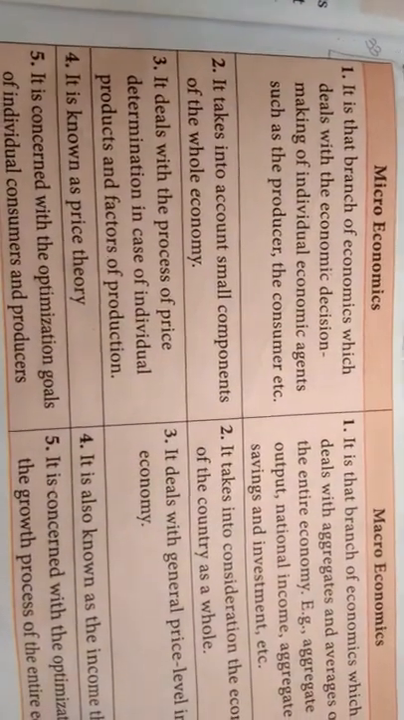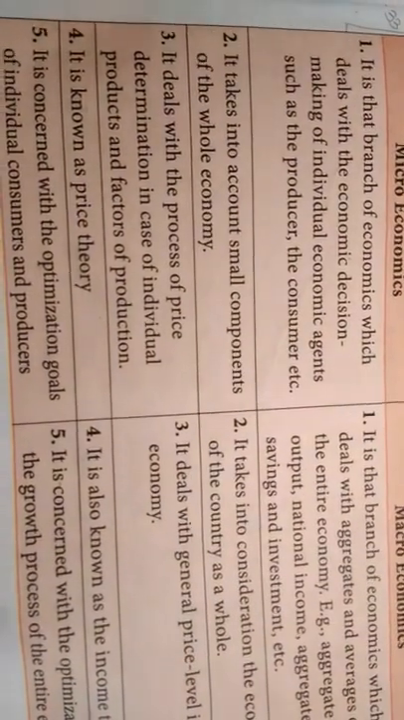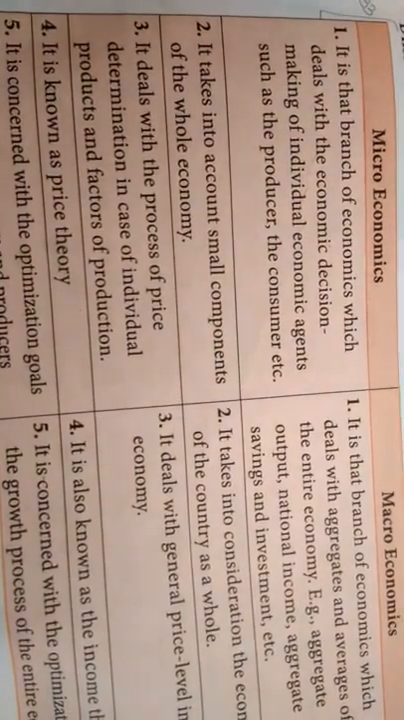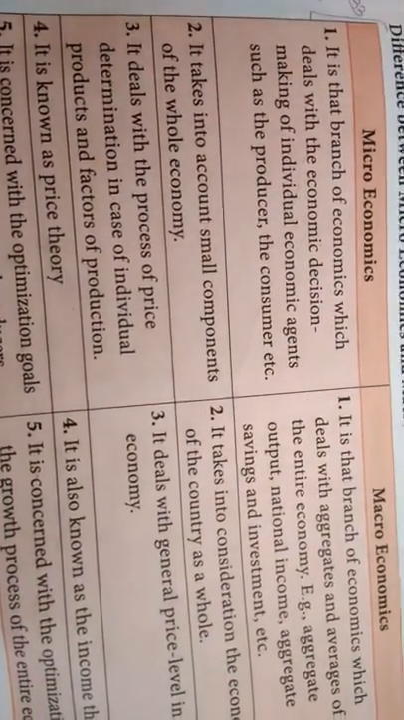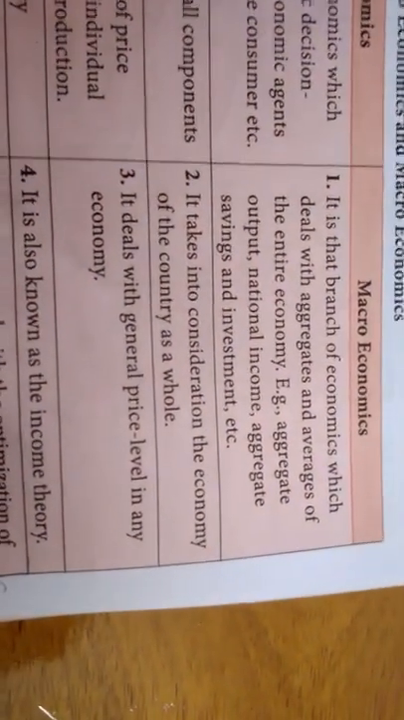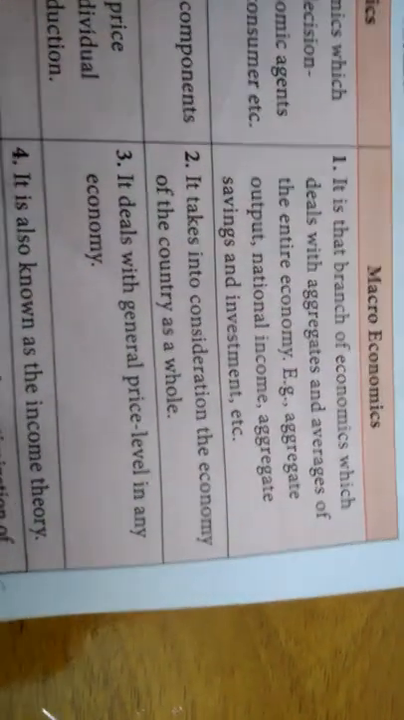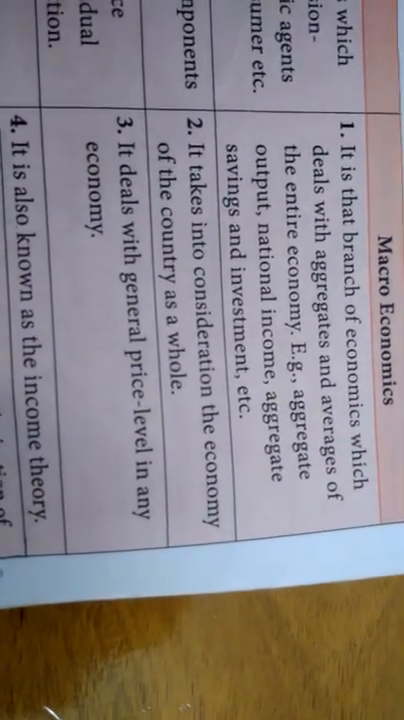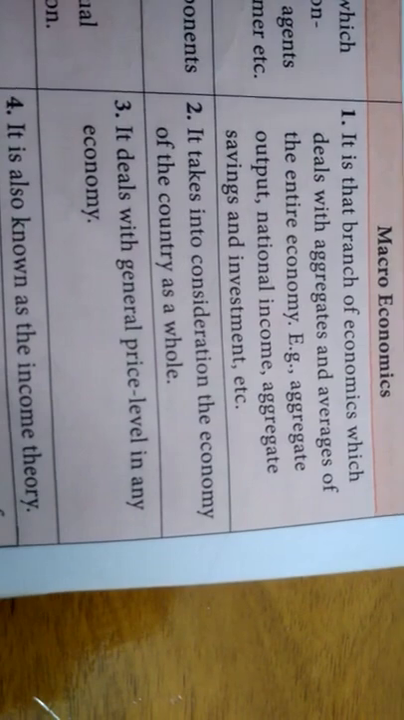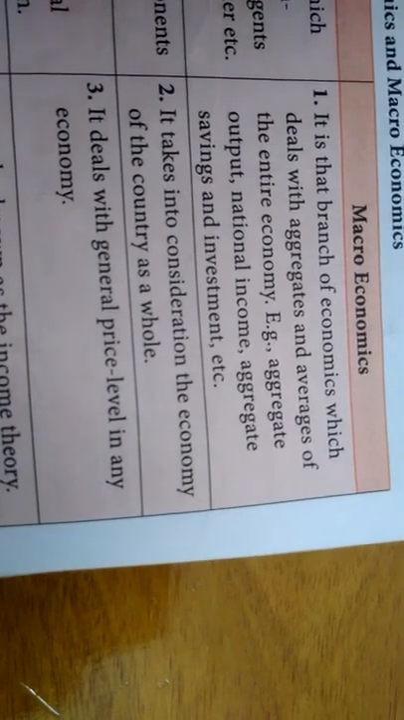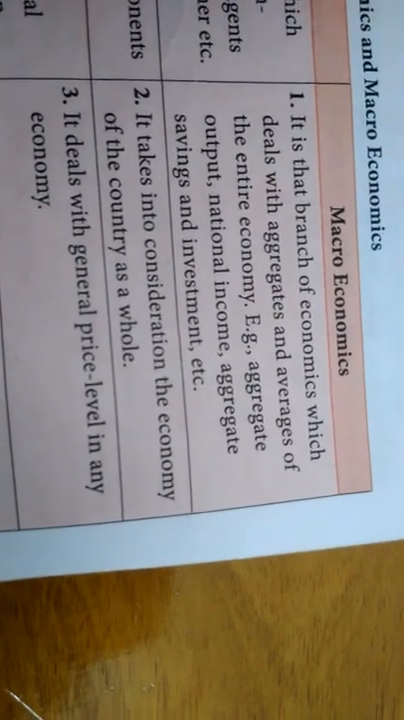So next, microeconomics takes into account small components of the whole economy. Small components mean, as we have studied, the single individual unit, such as a household, farms, or a small industry. But macroeconomics takes into consideration the economy of a country as a whole. So what are the factors, what are the units in our whole economy, everything will be studied under macroeconomics. So we will study the unemployment problem, poverty situations, national income, monetary policy, fiscal policy, tax policies, everything will be studied as part of macroeconomics.